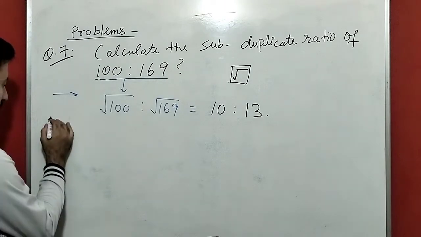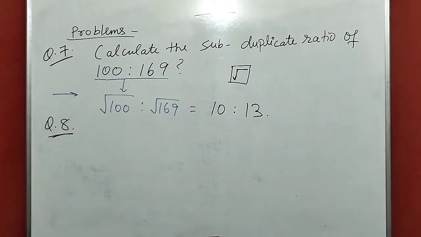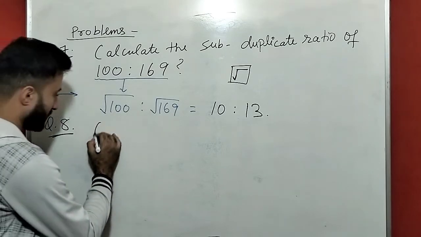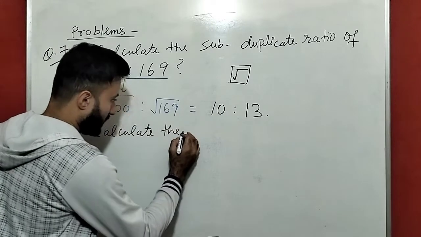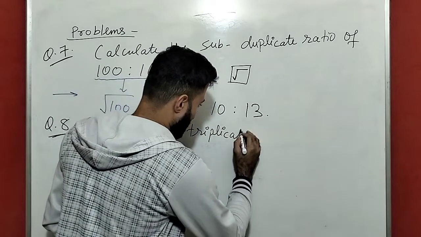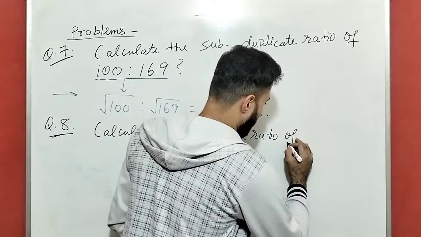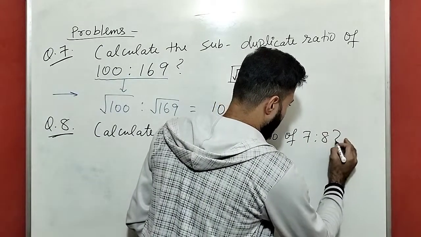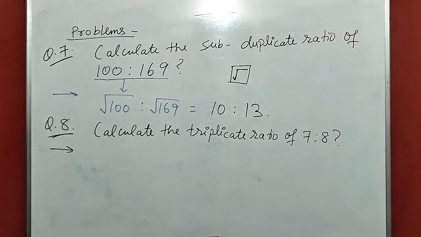Now we'll move to the next question, question number 8. Calculate the triplicate ratio of 7:8. Guys, triplicate ratio. Triplicate ratio means what?